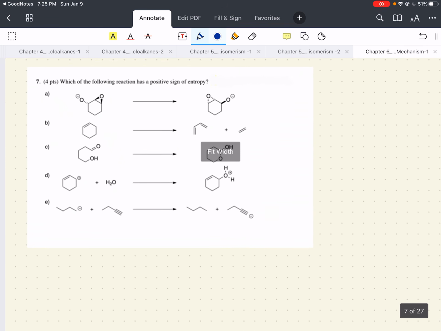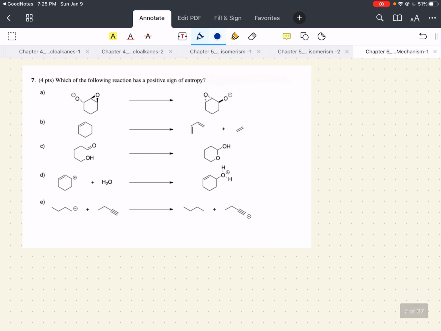So we're going to look at this practice problem. It says, which of the following reactions, A, B, C, D, or E, has a positive sign of entropy? Let's look at our first reaction. We have a cyclic molecule going to a cyclic molecule. We start off with 1 mole to 1 mole, and we don't know if it's a solid or liquid or gas, so we can't base it off of that. There's nothing really happening here that we can tell in regards to entropy.